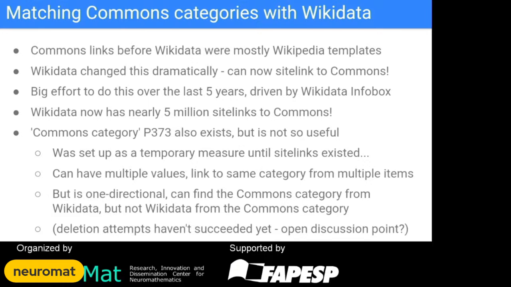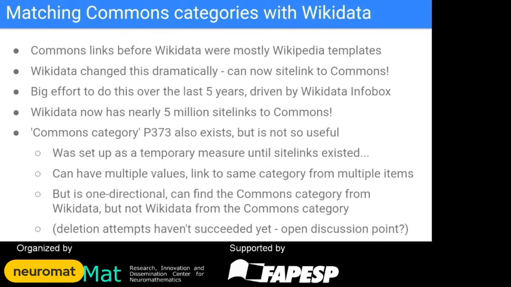This wasn't originally possible when Wikidata was started, so there was a property, P373, Commons category, set up. There's also, I forget the number, but Commons gallery exists. This, for me, is not very useful, because originally it was just a temporary measure, and now that site links exist, I should have replaced it. That did not happen. The reasons are it can have multiple values. So if you don't have an exact match on Commons for your Wikipedia article, you can put multiple ones in. And you can do that with multiple templates on the article or multiple P373 values. People do that. People link to very general categories like Category:Human or something like that. So you get some very bad values in there.